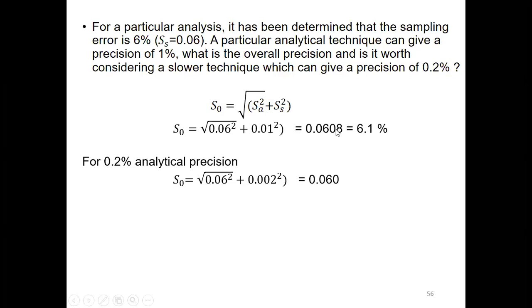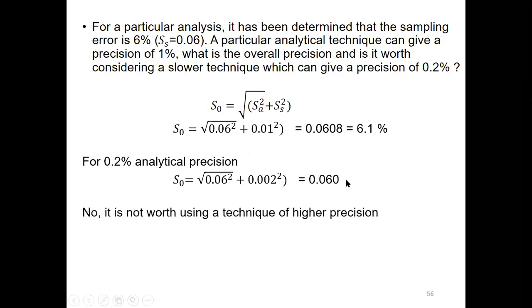This is 0.0608. If we use the more precise one, it is 0.06. The overall standard deviation reduced, but it is in the fourth decimal, so there's no significant difference. Therefore, the answer is no. It's not worth using a technique of higher precision, right?